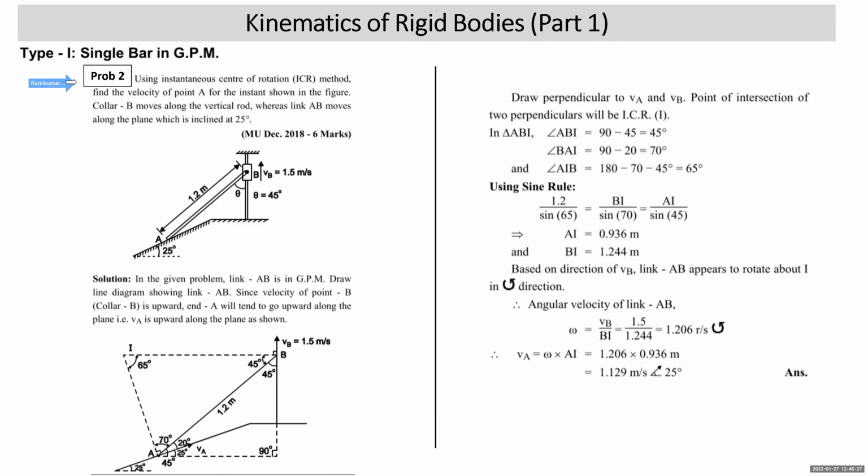Problem number 2. Using the instantaneous center of rotation, that is the ICR method, find the velocity of point A for the instant shown in the figure. Collar B moves along the vertical rod, where link AB moves along the plane, which is inclined at 25 degrees.